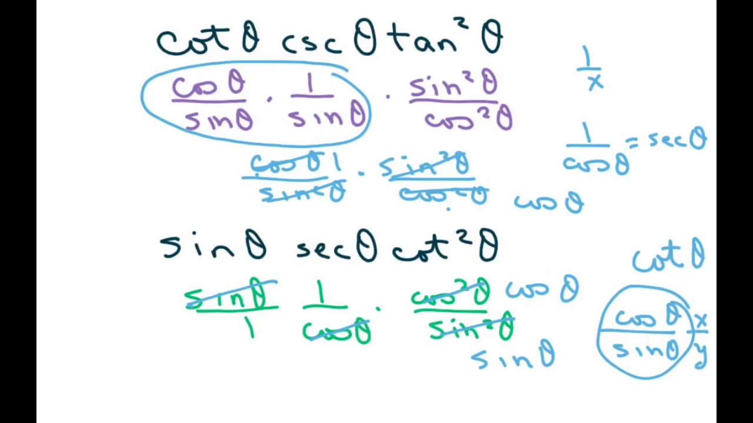And that's all. The next ones we're going to simplify have to do with the Pythagorean identities.